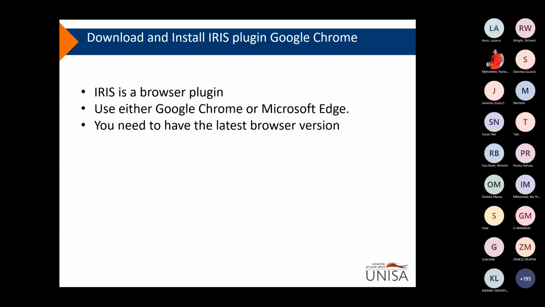Iris is a browser plugin. It is a plugin that can be used on Google Chrome or Microsoft Edge. You can only use either of those two browsers to write your examination. You can't use something like Mozilla Firefox or even Safari, unfortunately. So if you're a MacBook user, you'll need to download Google Chrome onto your MacBook. It will work on your MacBook, but you'll need to use Google Chrome.